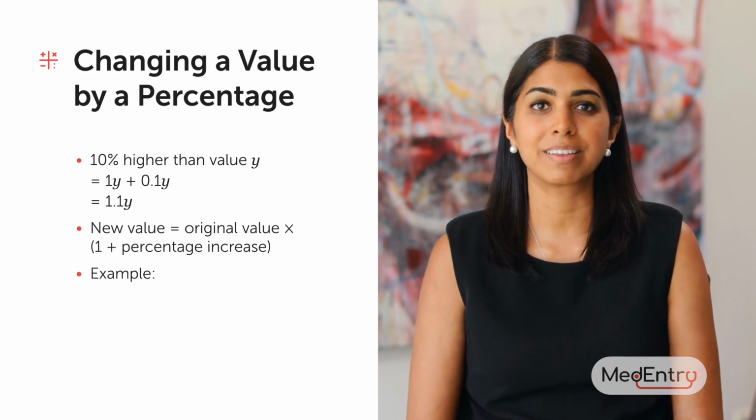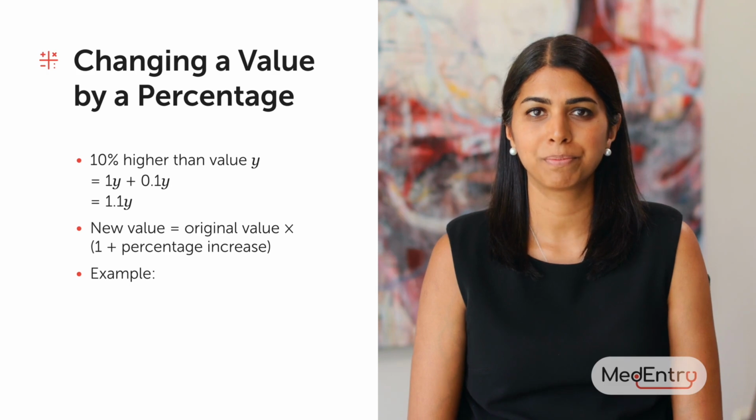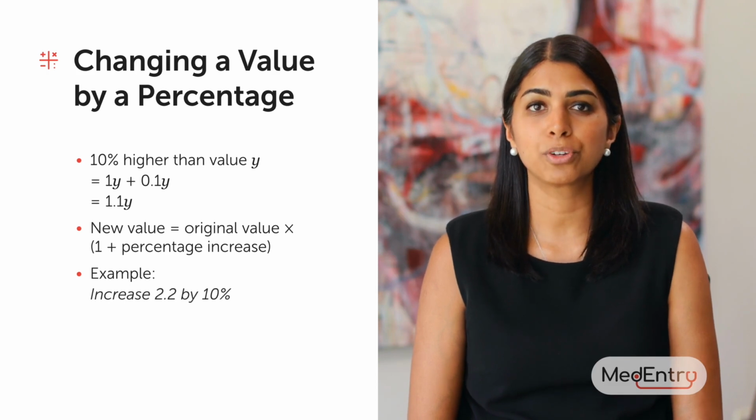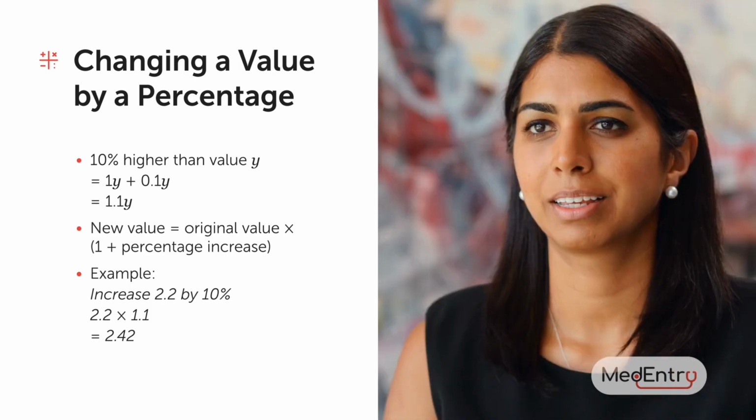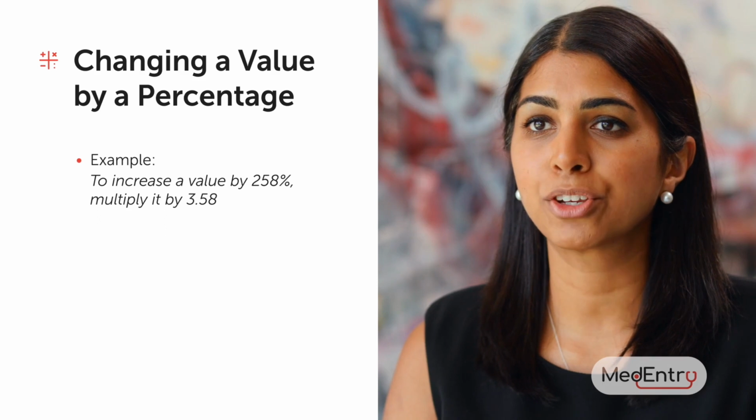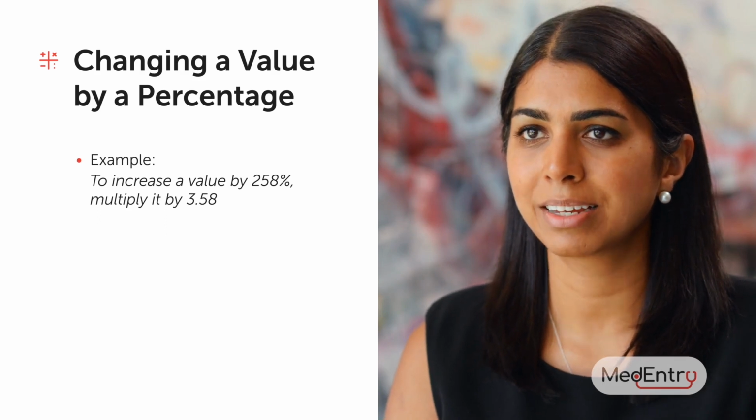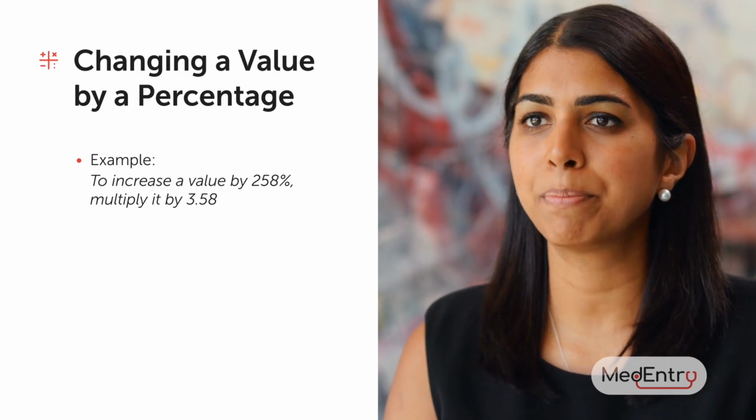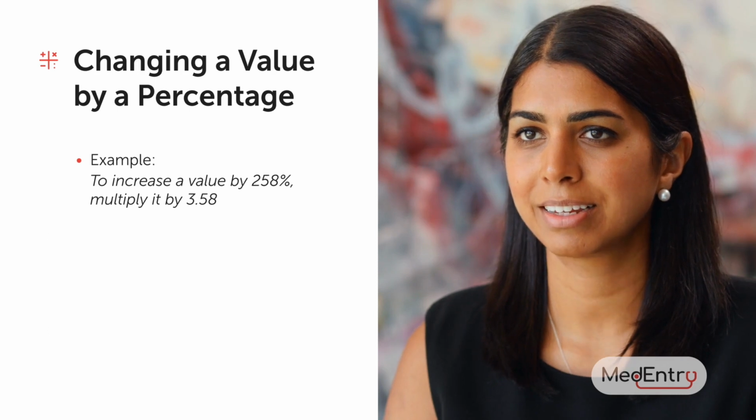Let's try it out using the same example as before. To increase 2.2 by 10%, we simply multiply 2.2 by 1.1, which gives 2.42. Similarly, if we wanted to increase a value by 258%, we would multiply it by 3.58.